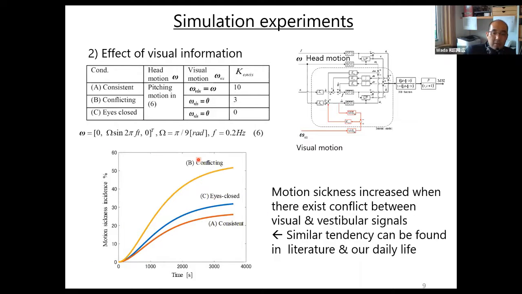This result demonstrates that the motion sickness increased when there exists conflict between visual and vestibular signals. So the similar tendency can be found in literature and our daily life.